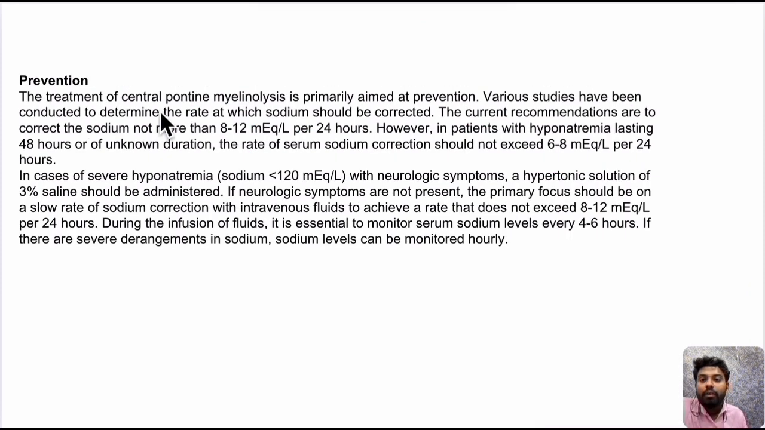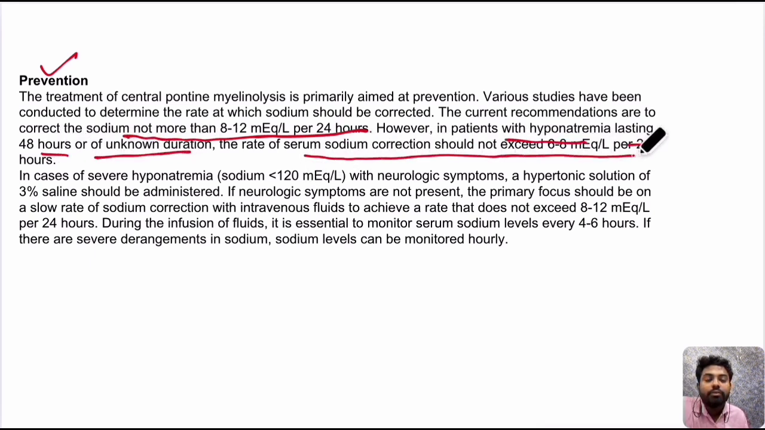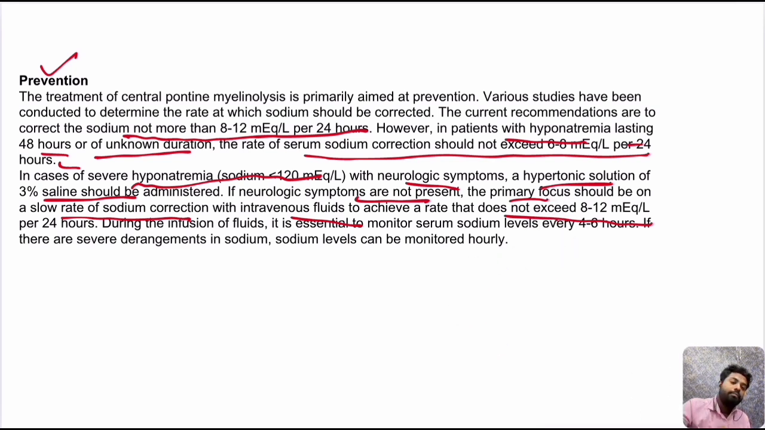So prevention: sodium should not be corrected more than 8 to 12 milliequivalent per 24 hours. However, in patients with hyponatremia lasting 48 hours or of unknown duration, the rate of serum sodium correction should not be more than 6 to 8. So 8 to 10 is okay. In cases of severe hyponatremia, less than 120 with neurological symptoms, a hypertonic solution of 3% saline should be administered. If neurological symptoms are not present, the primary focus should be a slow rate of sodium correction with IV fluids, so that it does not exceed 8 to 12 milliequivalent per liter in 24 hours, with regular monitoring of sodium level in blood.